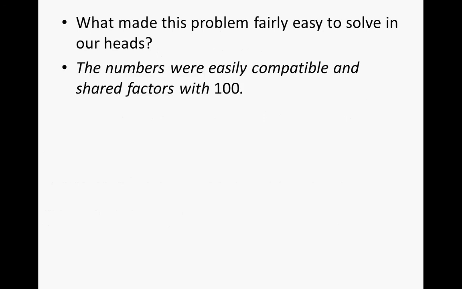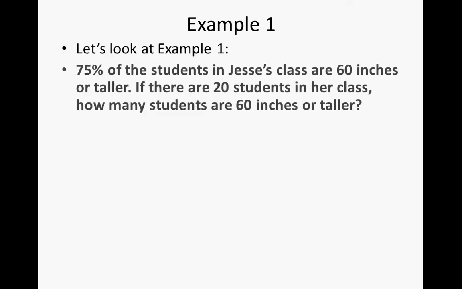So what made this problem fairly easy to solve in our heads? Well, the numbers were easily compatible and shared factors with 100. So let's take a look at example 1. 75% of the students in Jessie's class are 60 inches or taller. If there are 20 students in her class, how many students are 60 inches or taller?